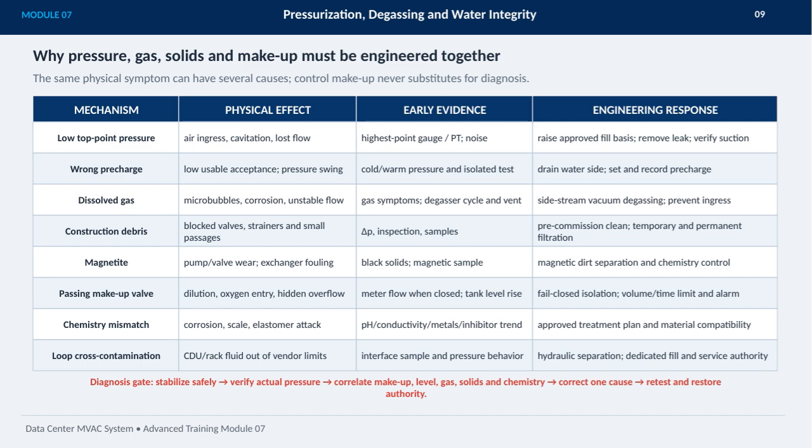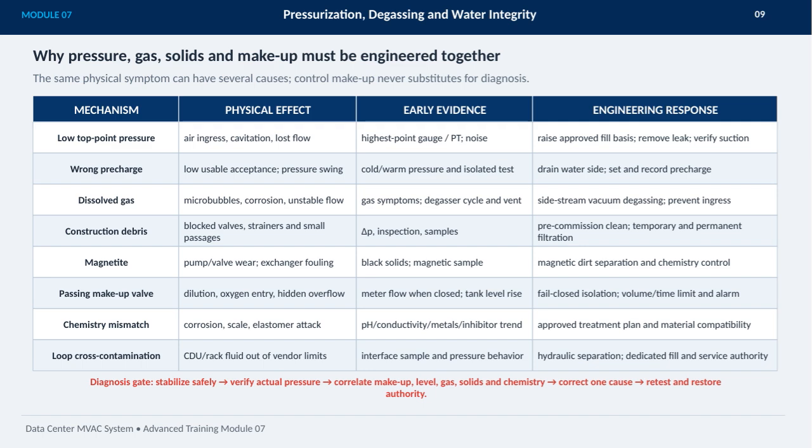For each issue, we look at the mechanism behind it, the physical effects observed, the early warning signs, and the appropriate engineering response. For example, low top point pressure can lead to air ingress and cavitation, indicated by noise or pressure gauge readings, and is addressed by raising the fill basis or fixing leaks.